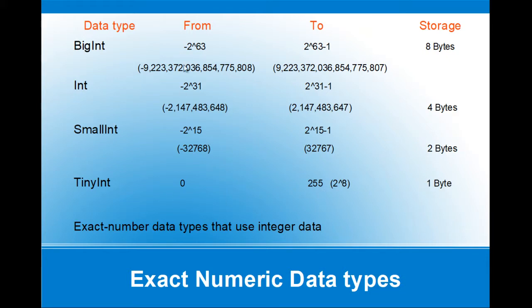So why do we have different types of range? Because if you want to use it for a particular purpose, you can decide on which data type to be used. For example, if you want to store department ID, you can take it as tiny int, because any organization most probably will have less than 255 departments. So you can choose this particular data type and you can save the storage space.